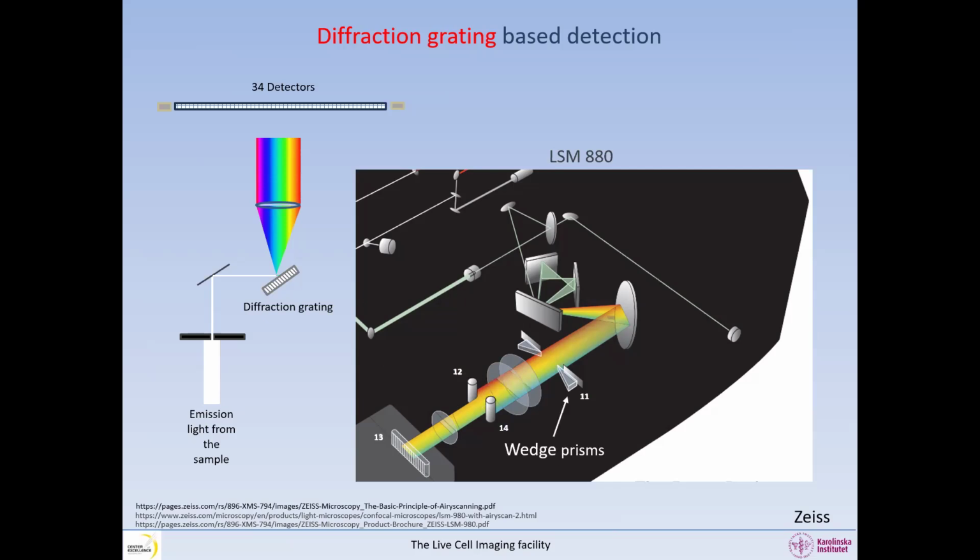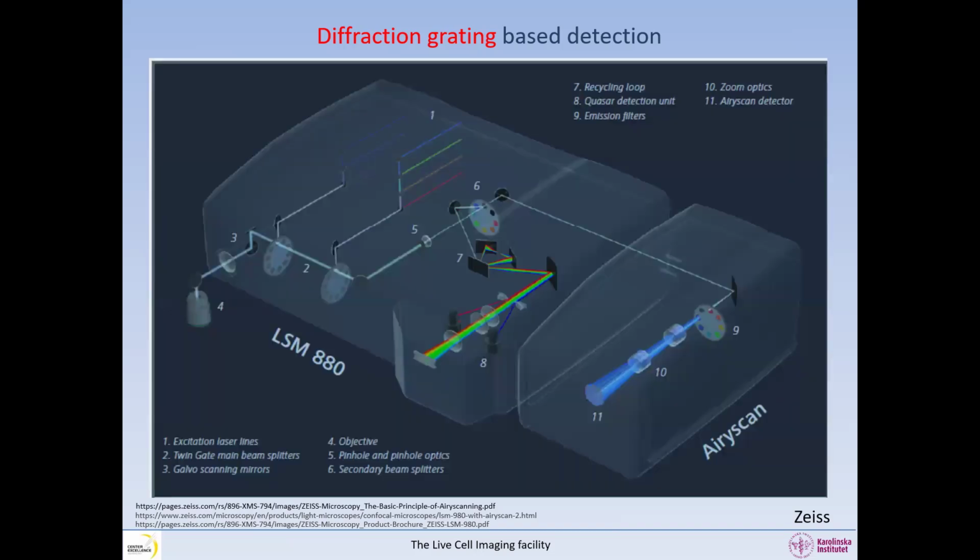How the light is sent to one detector or the other is with the help of so-called wedge prisms, which can be moved in one direction or the other, thus sending the light either to the blue detector, to the central detector, or to the far-red detector. This is the same principle.